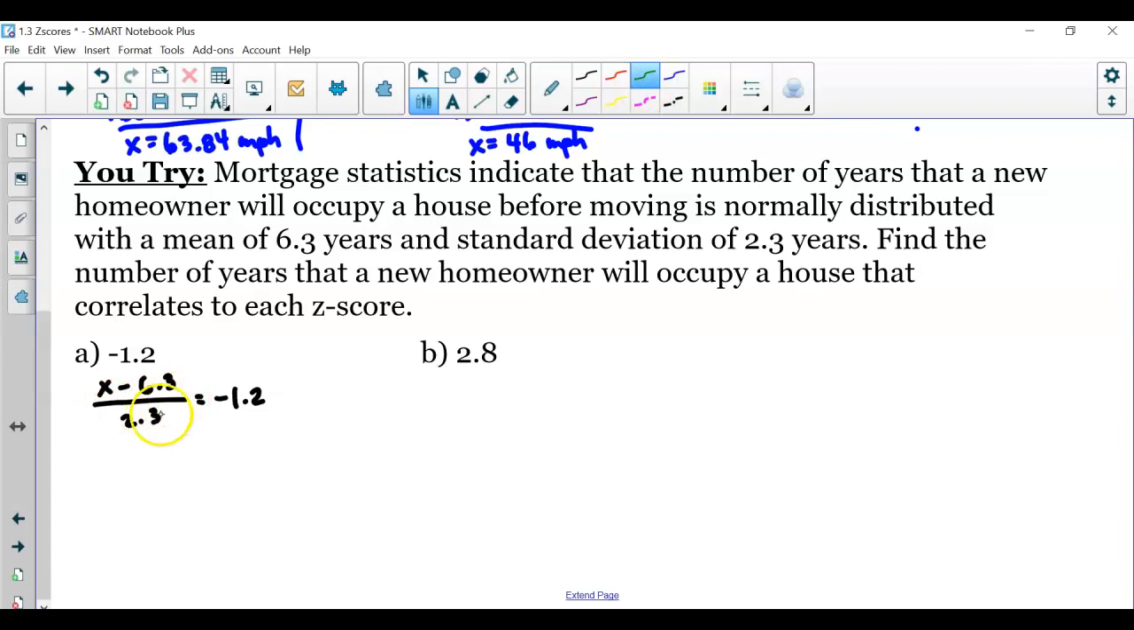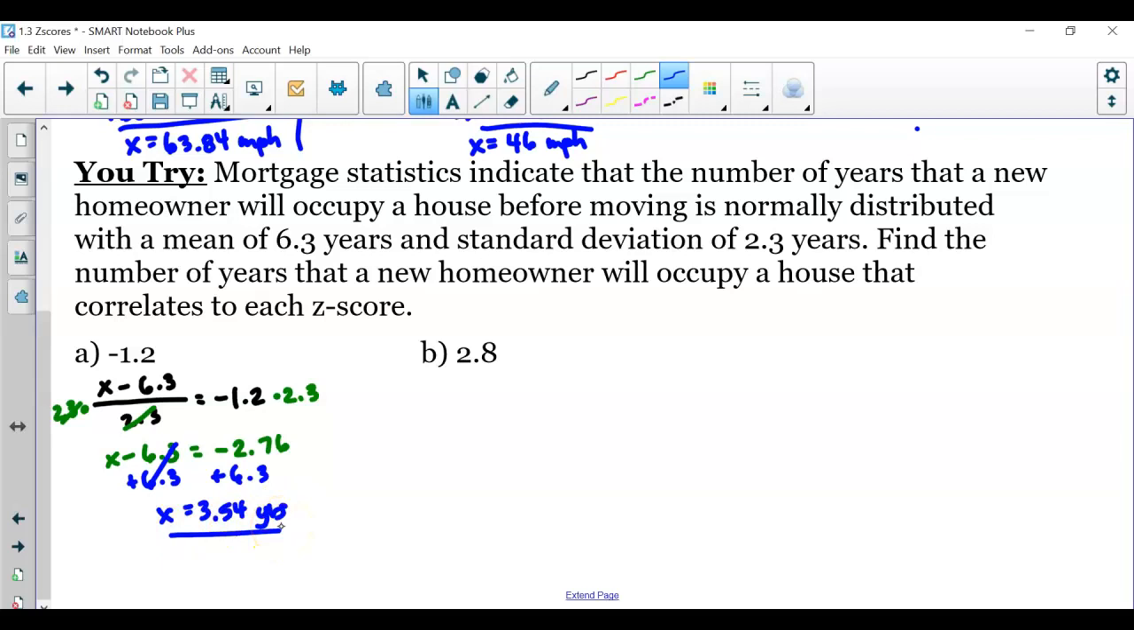Now we go through and solve. If you were dividing by 2.3, get rid of the fraction and multiply by 2.3. Now I've got x minus 6.3, which is equal to negative 2.76. Then what were you supposed to do last to solve for x? Add the 6.3. So here you get x is equal to 3.54 years is what that z-score represents.